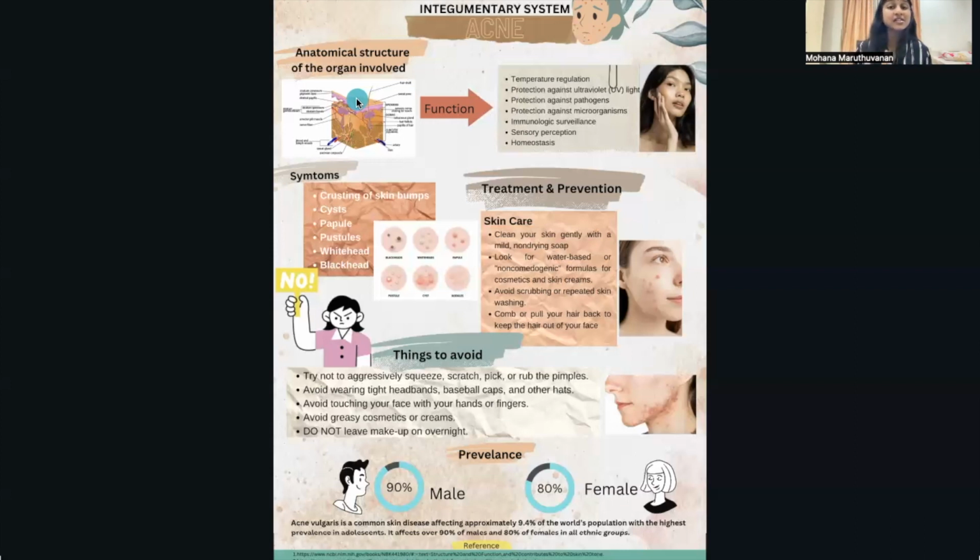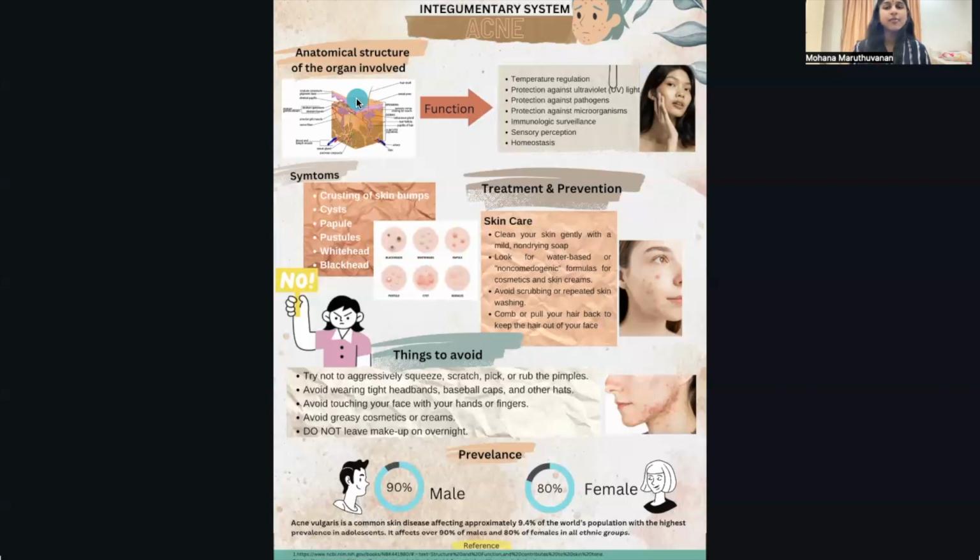And when we touch our face with our bare hands, we wouldn't know what is there on our hands, am I right? So it's better not to pop our pimples. Just leave them, or you can use pimple patches. Apart from that, avoid wearing tight headbands, baseball caps or other hats, avoid touching or scratching our face again and again with our bare hands or fingers, and avoid greasy cosmetics or creams, or oily or denser creams.